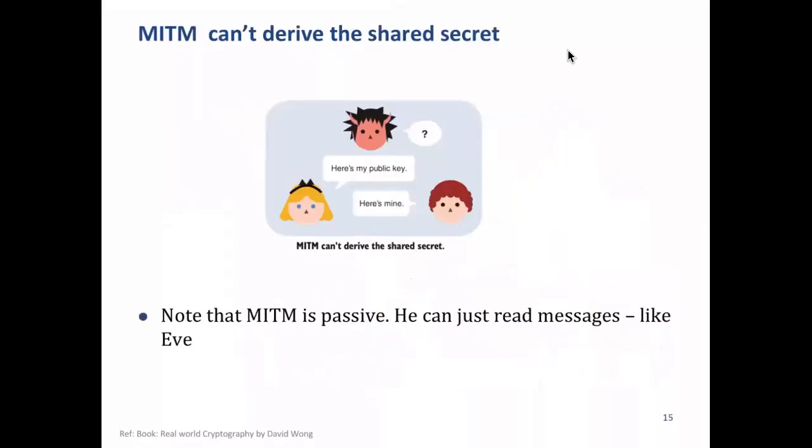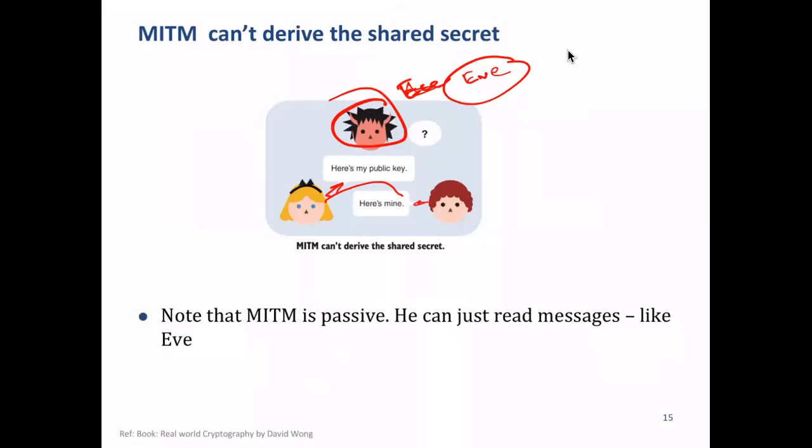So the same thing pictorially. The man here is, oh sorry, Eve. I'm so sorry. Eve cannot, I mean, Alice says here is my public key. Bob says here is my public key. Both send the key to each other, but Eve cannot find out this.